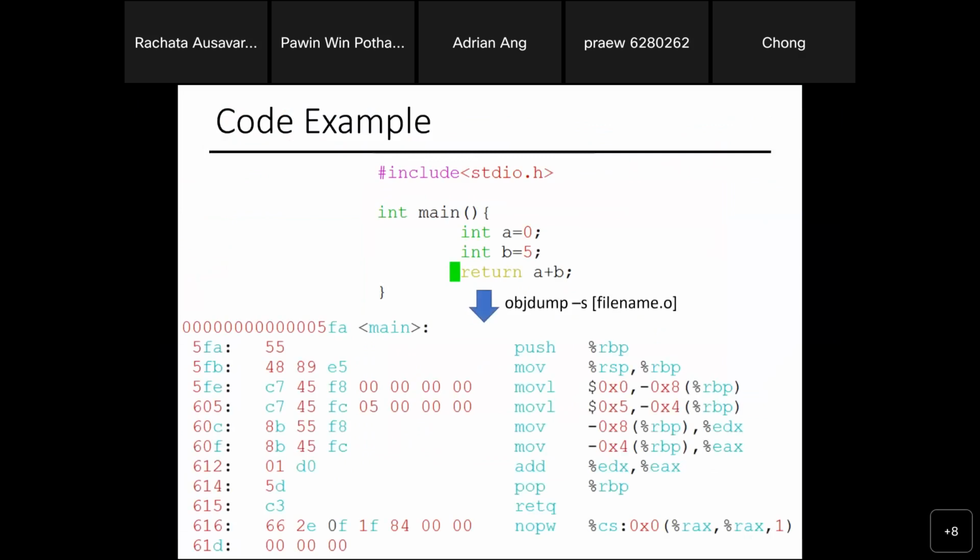Remember this example? Look at how big each line is. The first line is 1 byte. The second line, move RSP RBP, is 3 bytes. Then movl with 8 RBP is 7 bytes.